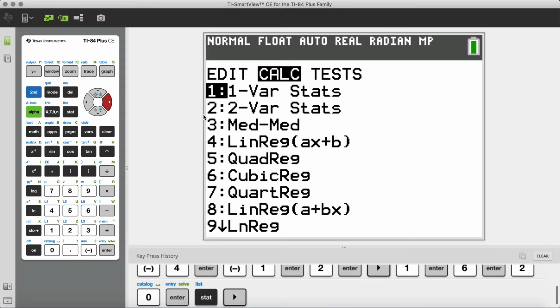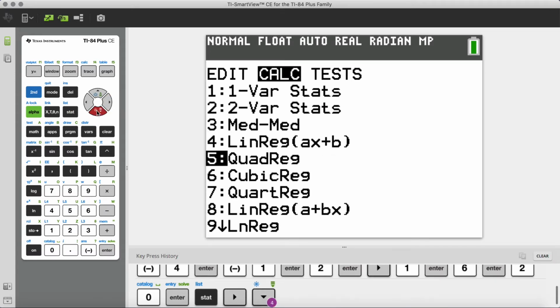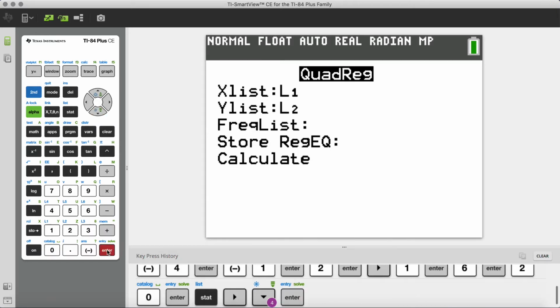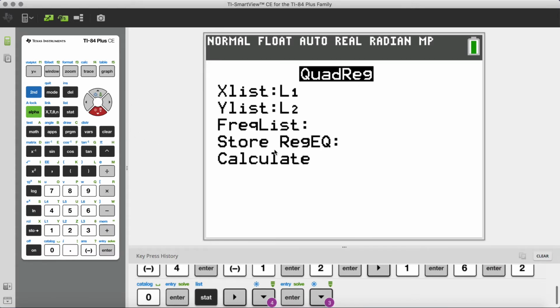Normally we were using linear regression. Now we're going to go down to 5, which is quadratic regression. Click enter. Newer calculators will come up with this menu. In older calculators, it's just going to be a singular line. Okay, so for everybody though, newer calculators, we scroll down to store regression equation.